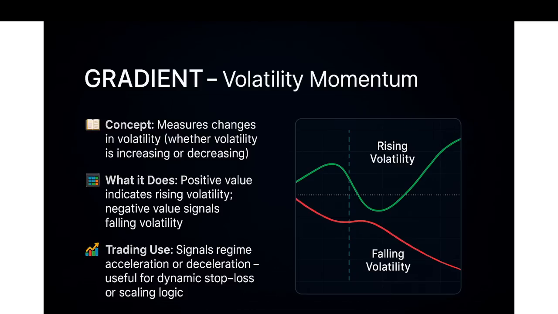Another metric which we use is something called gradient, which is volatility momentum. Now this is the momentum engine of volatility. A positive gradient tells you that volatility is rising. So it's time to widen your stop losses or prepare for breakouts if you are within a congestion and you see the gradient is rising. A negative gradient, expect tightening ranges, perfect for pullback entries or scalping. In short, this is your signal to time your entries and exits with precision.